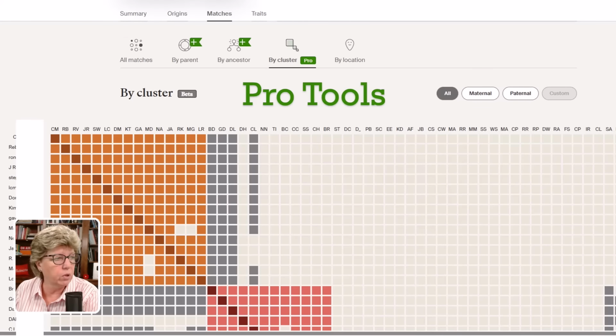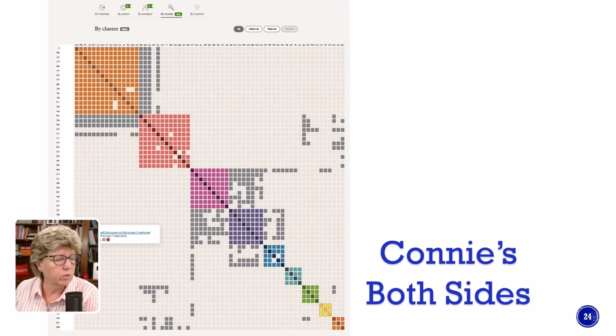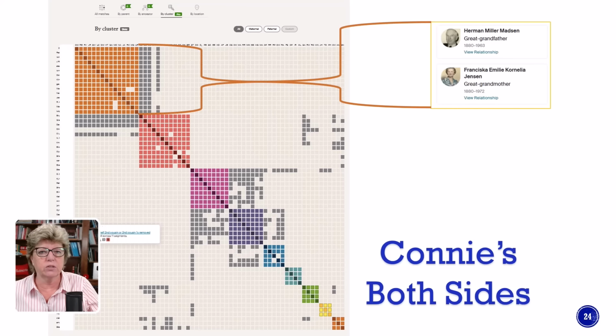Okay, so on the Pro Tools, when we're looking at both sides here, you can see all of these different clusters, right? Well, once you start digging around and looking at these in depth, you go, oh, wait a minute, I know exactly some of these cousins. I know who they are, and they come from a certain branch of the tree. Some of these are first cousins, second cousins. I know these people. And so you can identify which branch of the tree they come from.